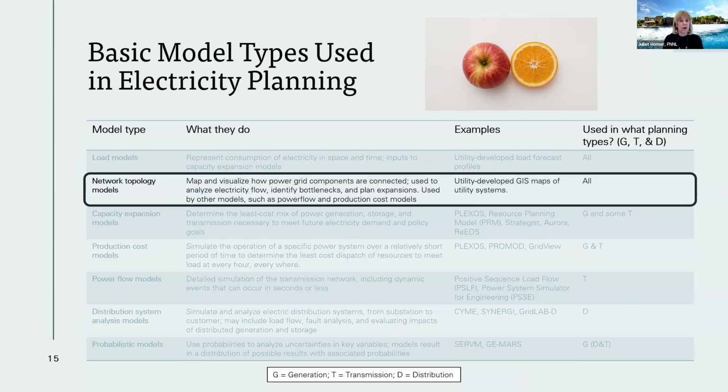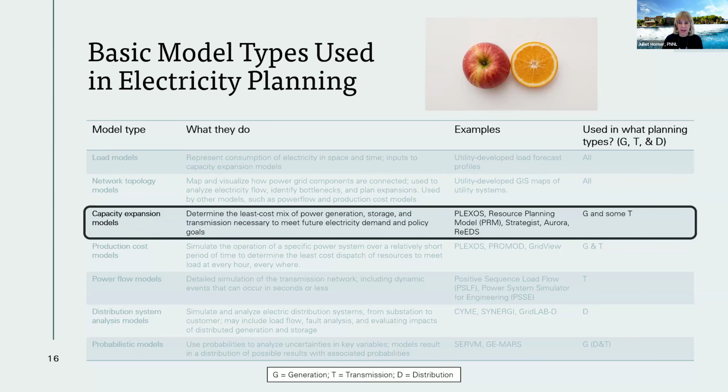Then we have the network topology models. This basically is a model that visualizes and maps what does the existing system look like, what are the grid components, and how are they connected. Now, these network topology models are used to analyze electricity flow, identify bottlenecks in the system, and plan expansions. This is another data model that's used by other types of analysis models, such as power flow and production cost models. We'll talk about those in a minute. So these also are often developed by utilities, potentially with consultants. They can be GIS-based models of the system.